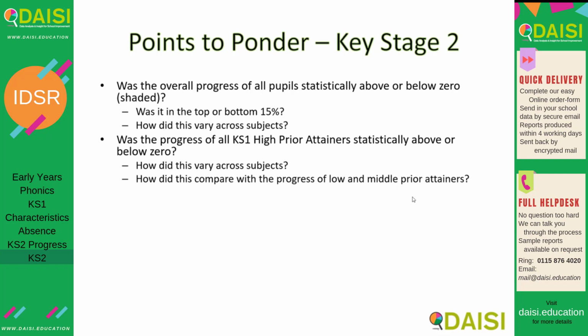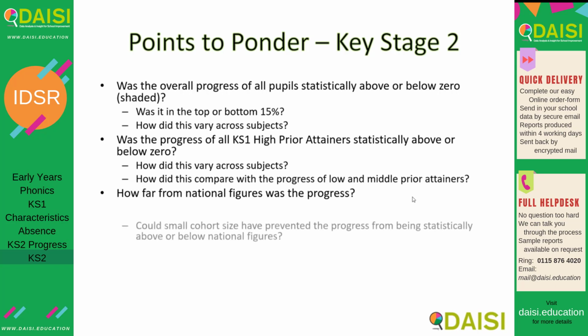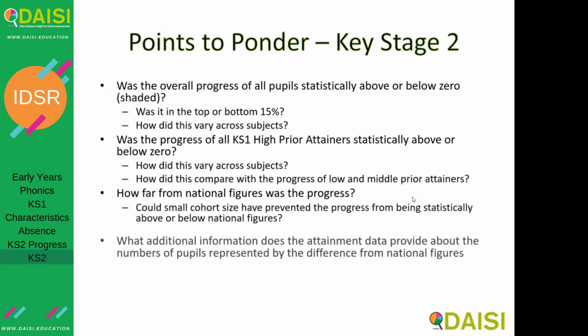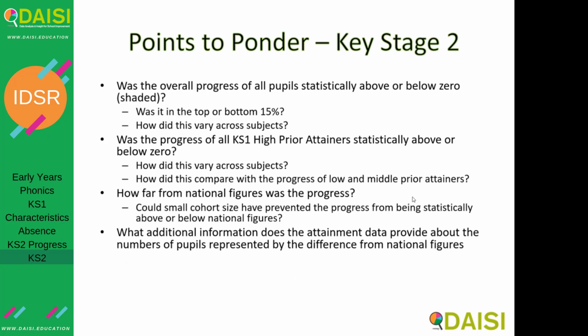And what about your high priority attainers? How did this compare with your low and your middle priority attainers? We're seeing a lot of emphasis in Ofsted inspections on high priority attainers, and there is some but a less emphasis on the low priority attainers. How far from national figures was the progress? Bear in mind you may have small cohort size, preventing the progress from being statistically above or below.